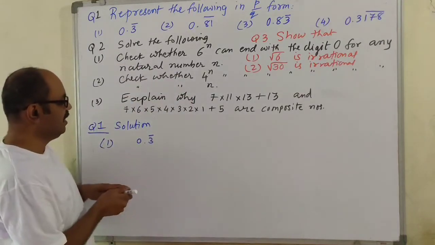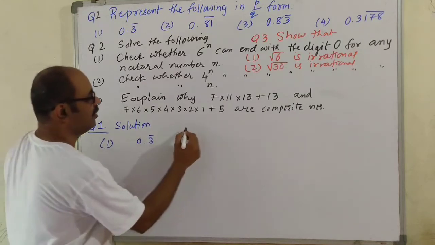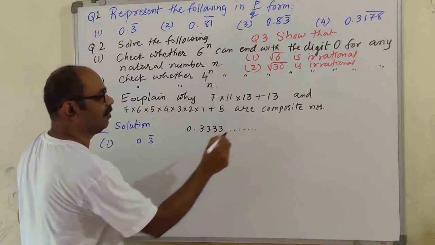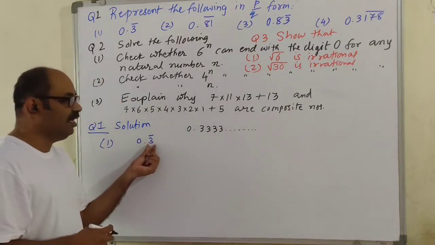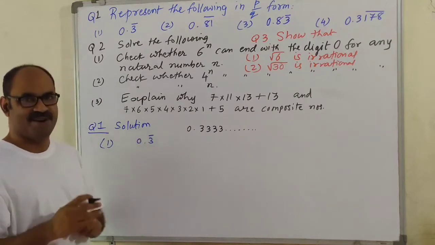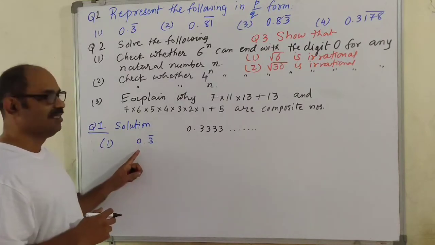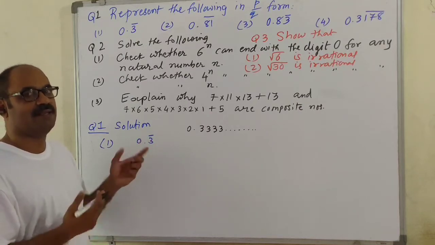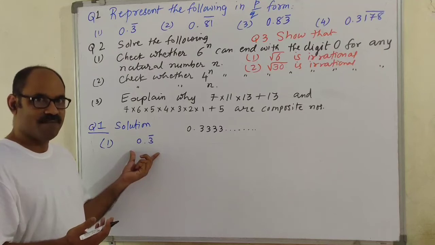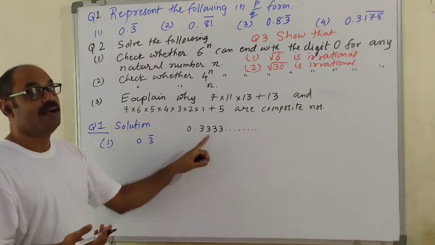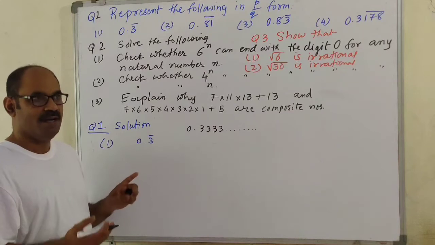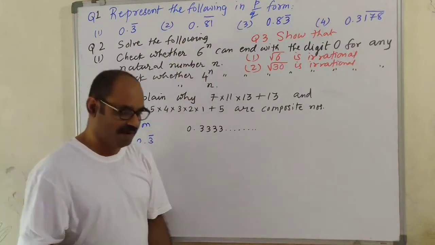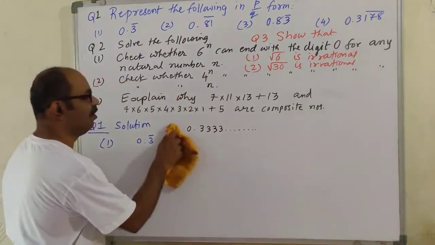What does this mean? 0.3333 dot dot dot. 3 repeats infinite number of times. This is non-terminating but recurring decimal. That means it is a rational number. Though it is non-terminating, but it is recurring, so it's a rational number. We have to represent it in the form P upon Q. You know, any rational number can be represented in the form P upon Q.